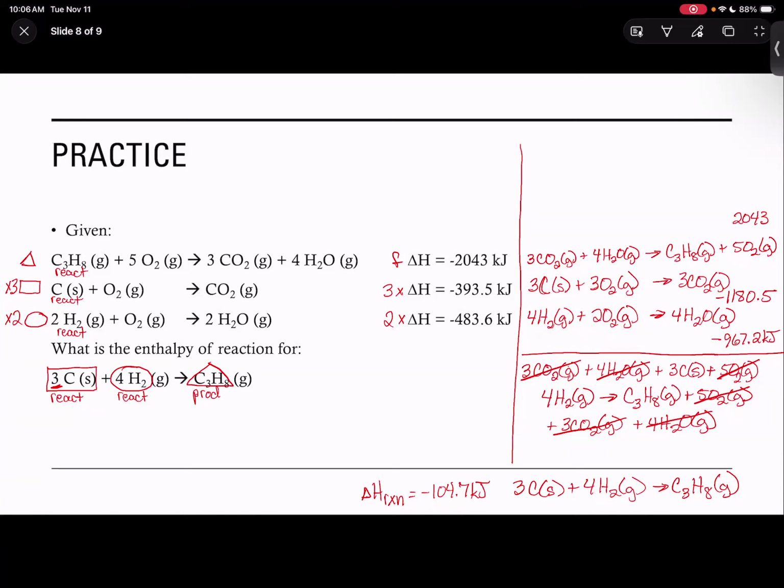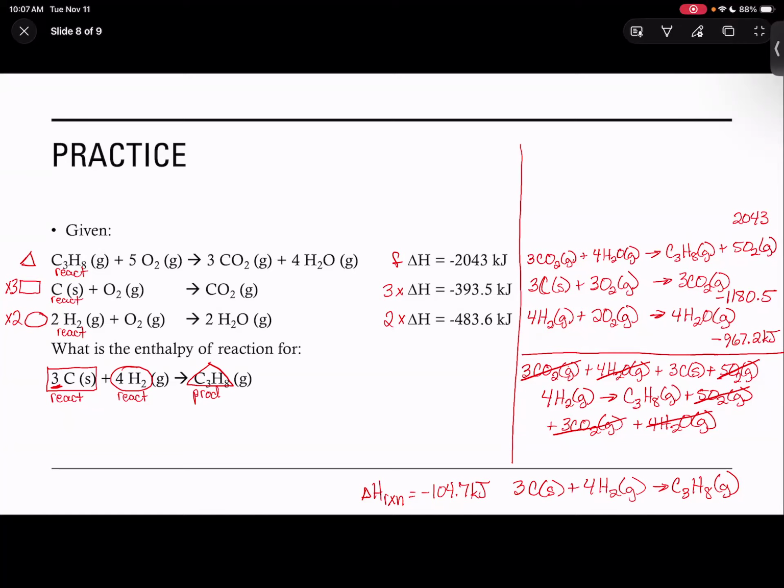Whereas here, we had propane, so I looked for propane. You're looking exactly for what, and states of matter also are important. I had to find propane gas, not just propane. If I'd have found propane liquid, then I could not have used this series of equations to get this reaction, because you have to have exactly what it says in the target. Did that answer your question?